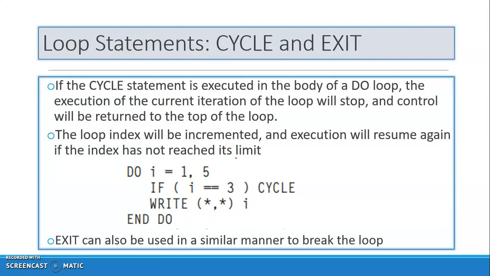Then finally we have the cycle and the exit. The cycle is used to skip the current loop, and when the condition here is true and we have a cycle, it means the statements below here will not be executed. The cycle is going to skip everything in this body of the loop, and the next loop will actually resume. So the moment I is 3, we are saying do not print the value of I. Then just go and increment it to 4 and do the next loop.